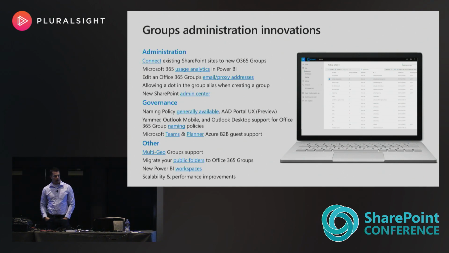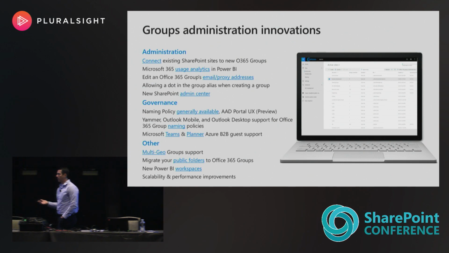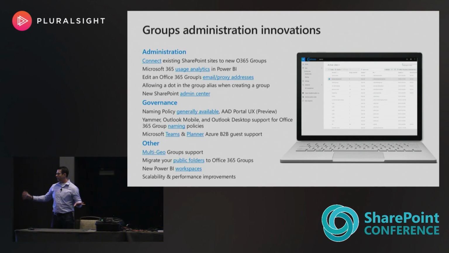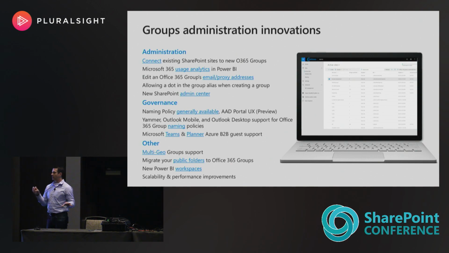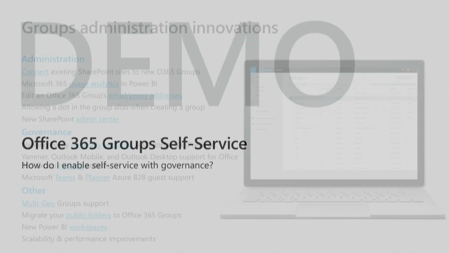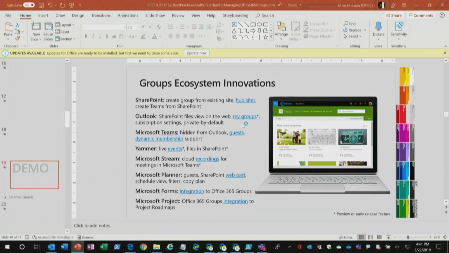There's been a lot of progress on multi-geo as well. So now if you have a tenant that spans multiple geographies, when you create an Office 365 group, it'll actually be homed in the region in which that user lives. So this is huge because previously it was all based on the primary tenant. So let's take a look at a couple of these features.